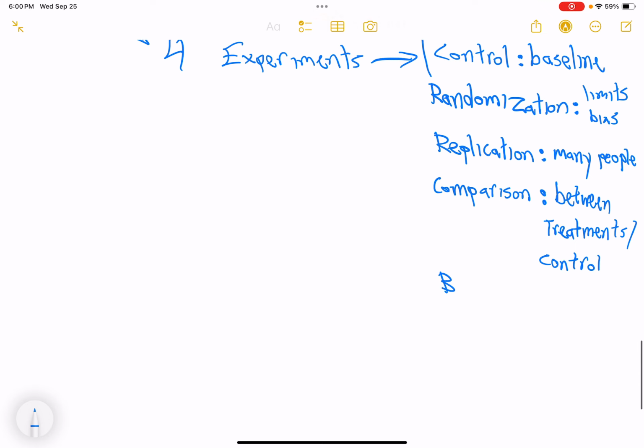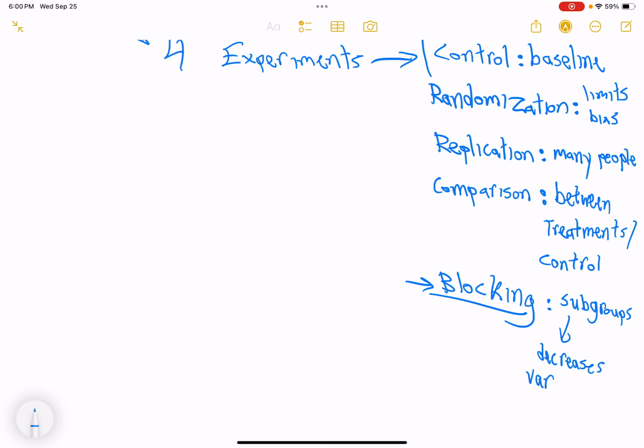And then our sometimes why, as we've called it, is blocking. It's like the 5th one that's unofficial because not every study is blocked. But if there is blocking, we have subgroups in the experiment. And the beauty of blocking is that it decreases variability. This is super important. You should know what that means.